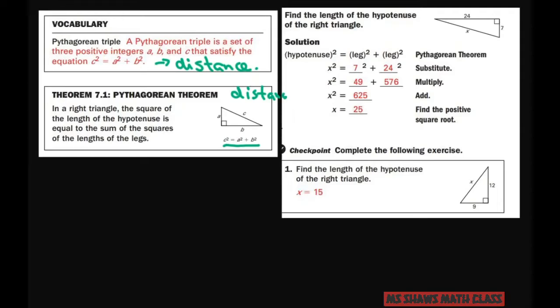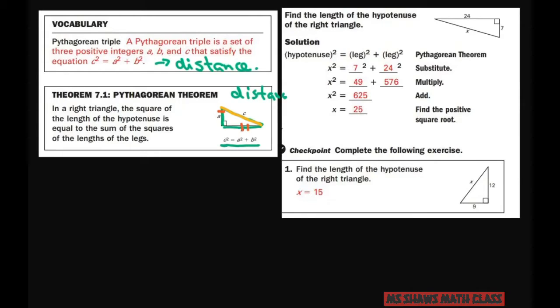Your c squared is here. That is basically your distance. And your a is the difference of your y values, and your b is the difference of your x values. And these are called legs. The diagonal here is called the hypotenuse.